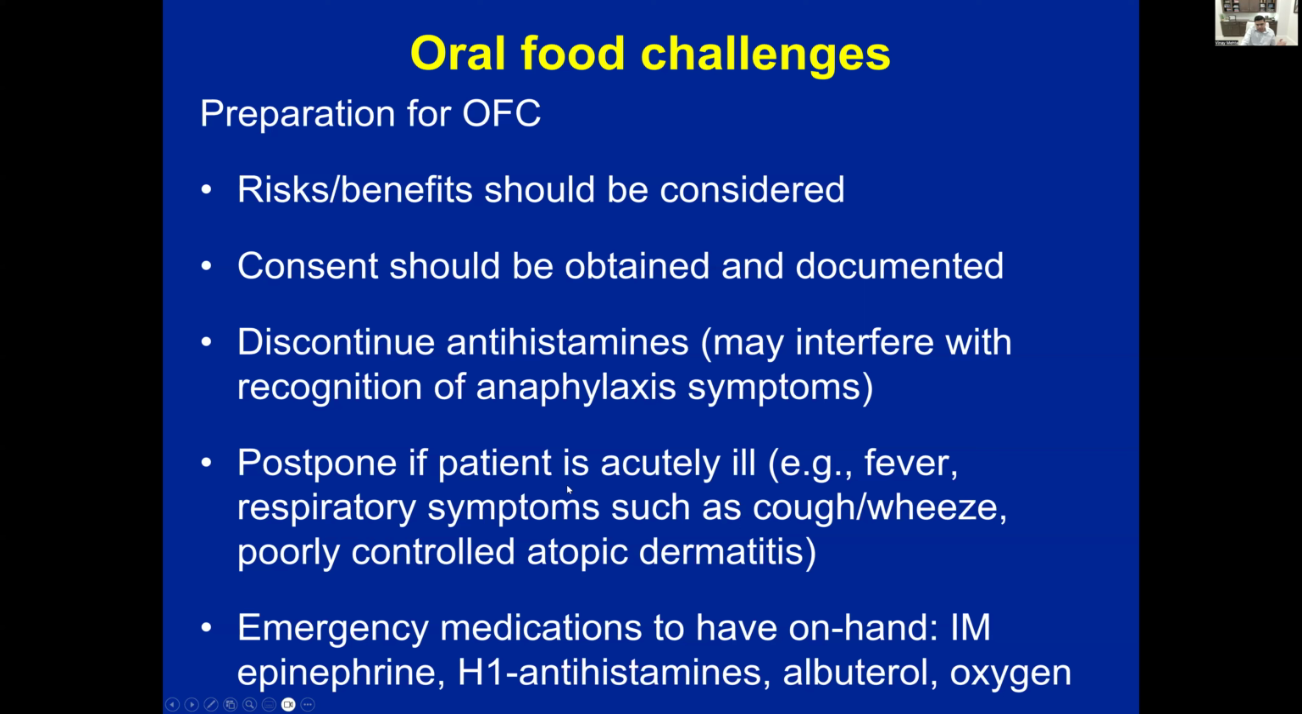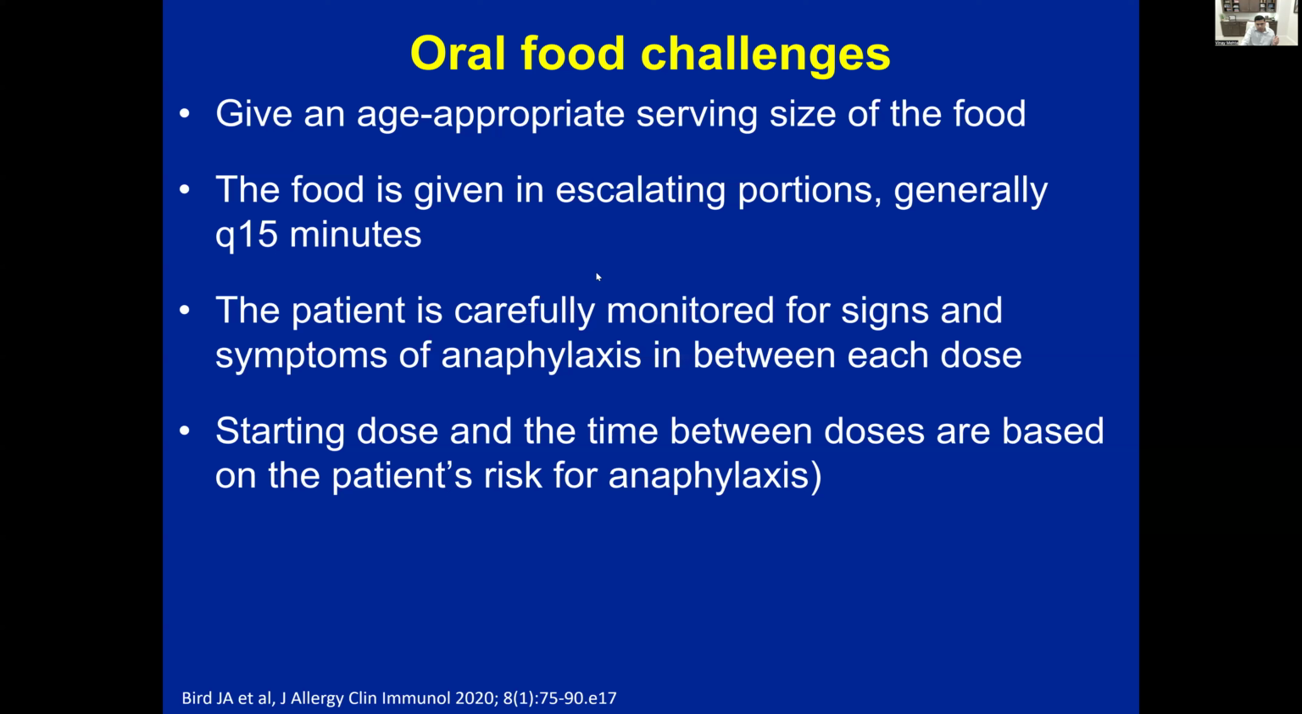You make sure the patient's not ill. If they have asthma, you need to control their asthma before proceeding with the food challenge. Make sure their skin is not too covered in eczema so you can actually appreciate hives. And you basically give them the actual food to which they think they're allergic. Now, the amount of food is basically a serving size. So you give the normal serving size, which will depend, of course, on the age of the child. A small child will require less food, an adult will require more.